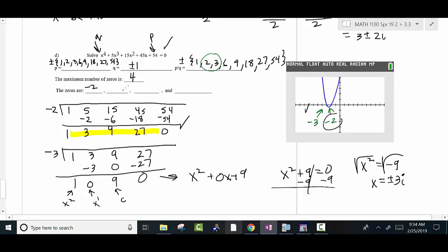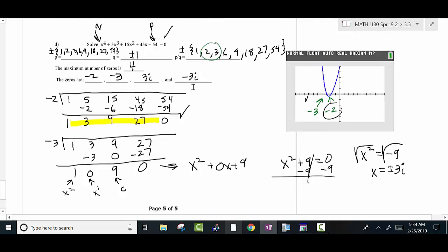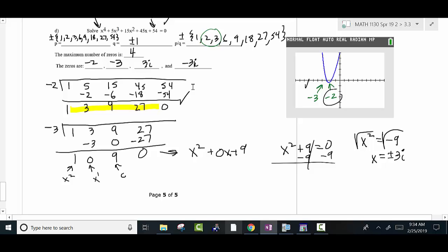So what you would have for your answers is you would have negative 2 and negative 3 from the calculator. Then you have 3i and negative 3i like that. Okay, and that's how that goes, all right? Okay, one other thing I want to have you do on this problem too is, if I wanted you to write this in the factored form, just do this in your head. You would have x minus negative 2 times x minus negative 3 times x minus 3i, and then x minus negative 3i. You can do that in your head, change the sign.